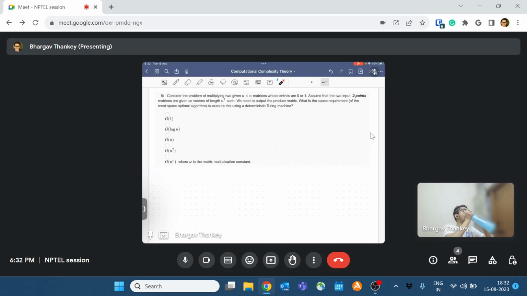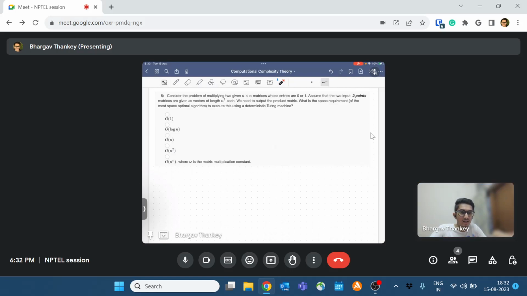I have a new option here, n raised to the power omega. I don't know what this matrix multiplication constant is. Okay, consider all algorithms for multiplying n cross n matrices, and look at the algorithm which requires the minimum amount of time.